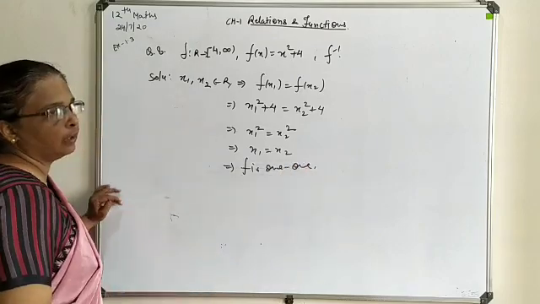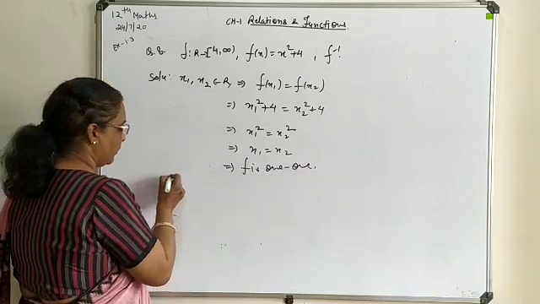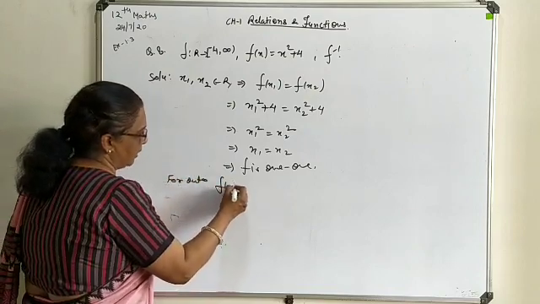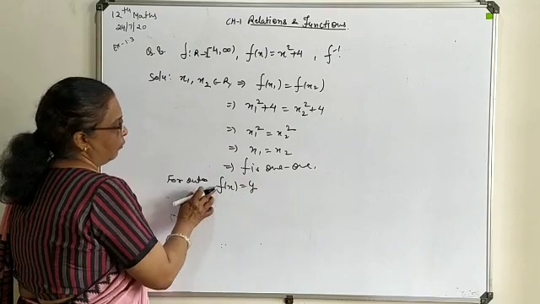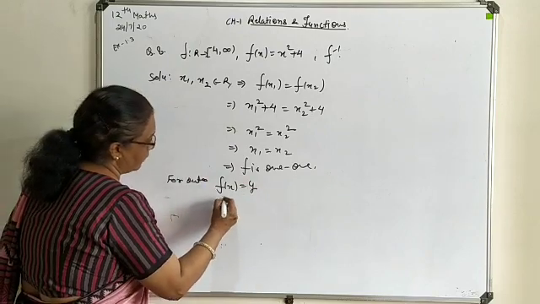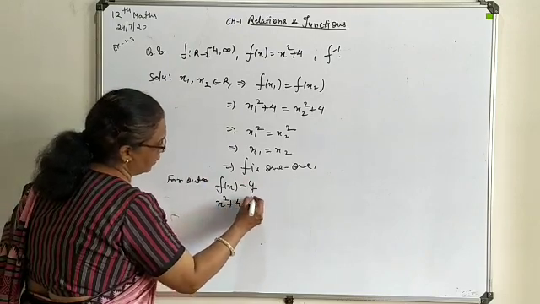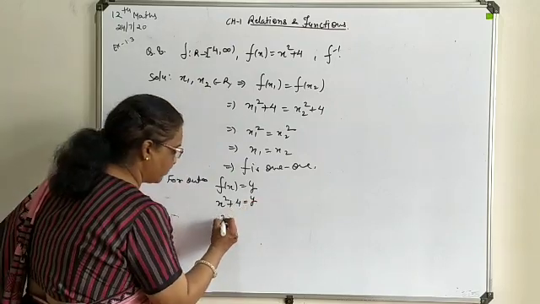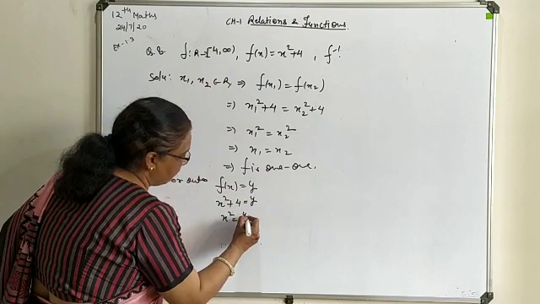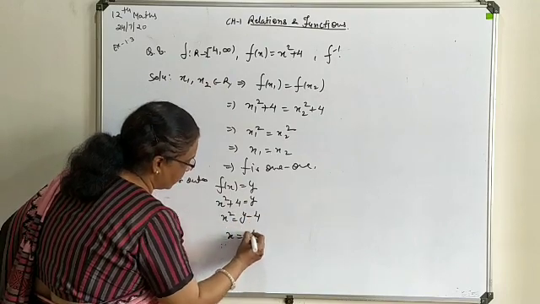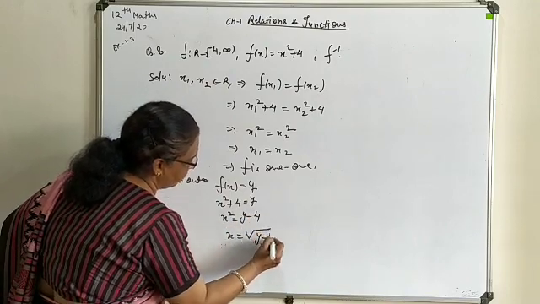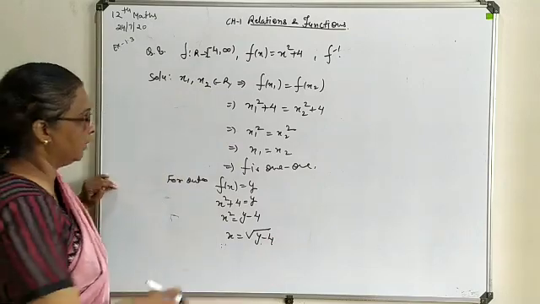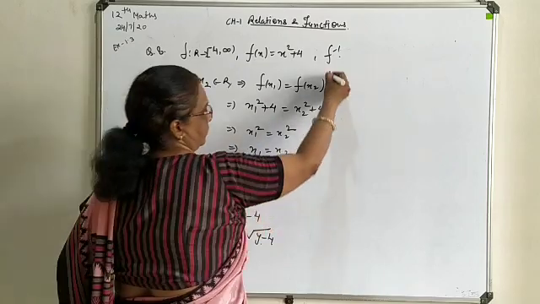Secondly, you will move for onto. So here for onto, f(x) you will consider as y. What is f(x)? x square plus 4 is equal to y. Now x you will write in terms of y: x square is y minus 4, x is under root y minus 4. Now checking your basic criteria, this x we will write over here.